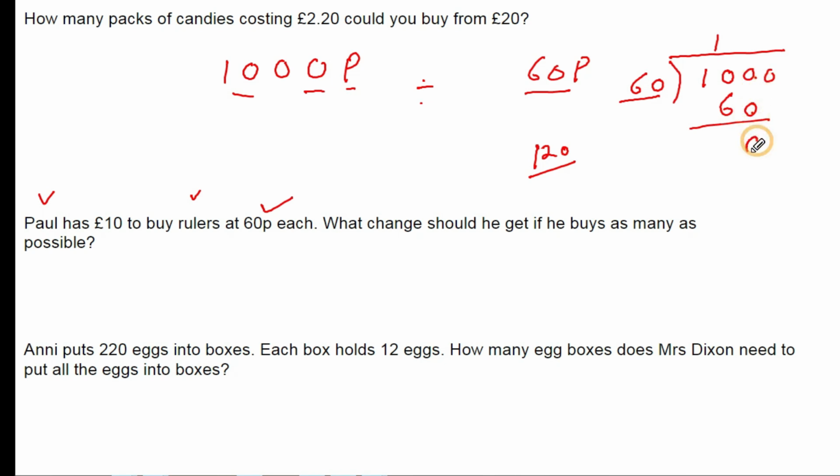0 minus 0 is 0, and this one here will give us 10. So 10 minus 6 is 4. Now we have 40 over here. So now look, this 0 is going to come down because 40 is less than 60. Now look here carefully. I have 400 and I need to find 400 in the times table of 60.